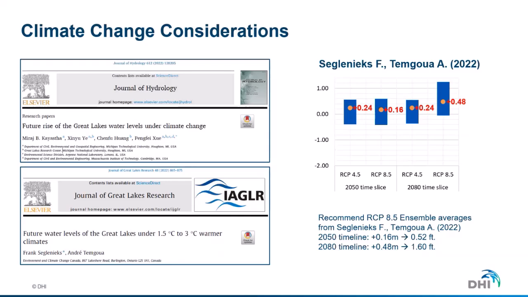Again, this science is constantly changing and evolving, and there has been consensus in the past that lake levels could be lower, and now there is potentially research pointing to lake levels being higher into the future. So we referenced the work from Seglenieks and Temgoua in 2022 to establish some higher lake levels for future scenarios to look at. And again, that is a bit conservative compared to some of the other research that perhaps points at other trends.